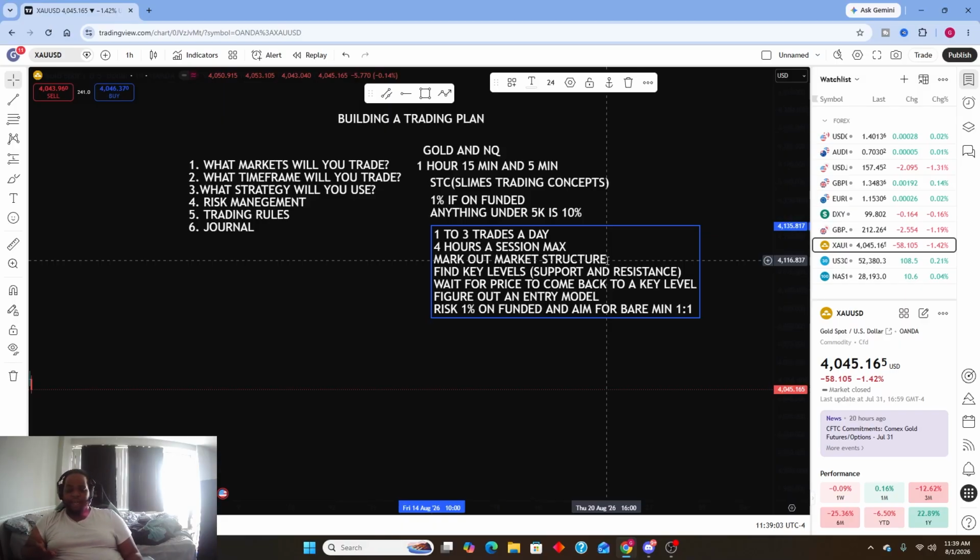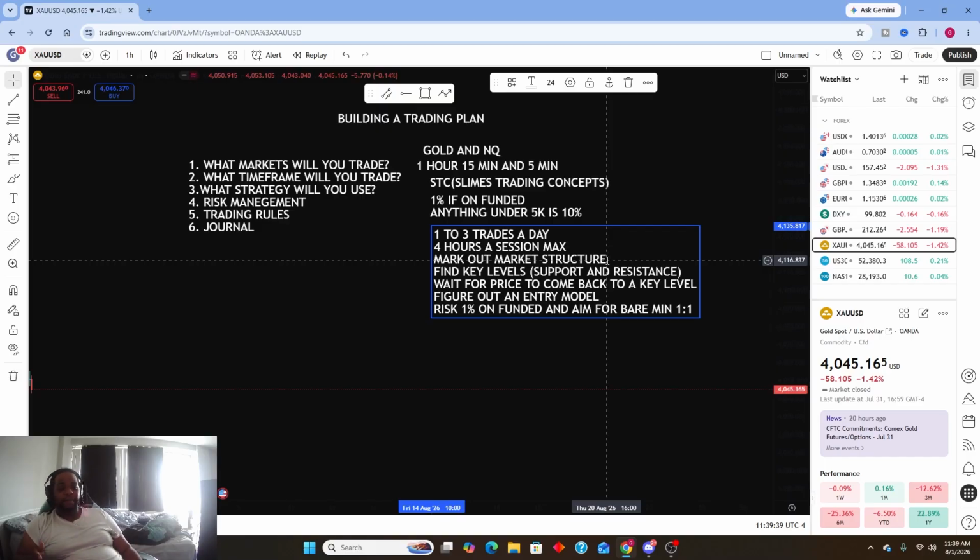If it's a play like that, figure out how you're going to enter. Me, I trade M's and W's. I wait for an M or a W at these areas. I take the neckline break, or if an M already formed, neckline rejection. That's what I mean by entry models. And then the risk is pretty much the same. Risk 1% on funded. Anything under 5K is 10%. So if you got $1,000, you're not going to risk 1%, which is $10. You're going to risk 10%, which is $100. Think about it.